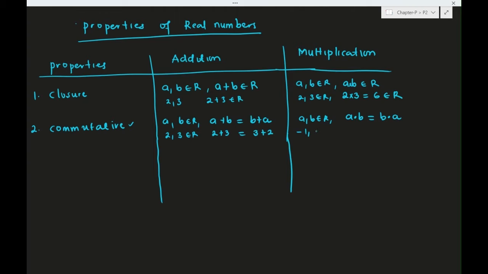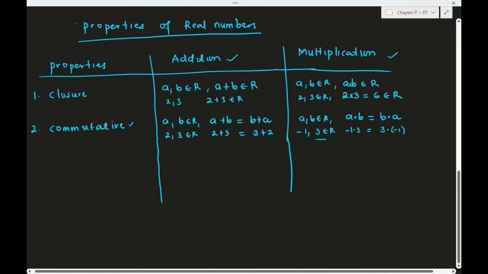Let's say, for example, you take -1 and you take 3. You see, these are numbers in R. Both of them are real numbers. What is -1 times 3? It is the same thing as 3 times -1. So this is what we mean by commutative. So the property is important. We say commutative under addition, so we're talking about this one. Commutative under multiplication, we're talking about this one.